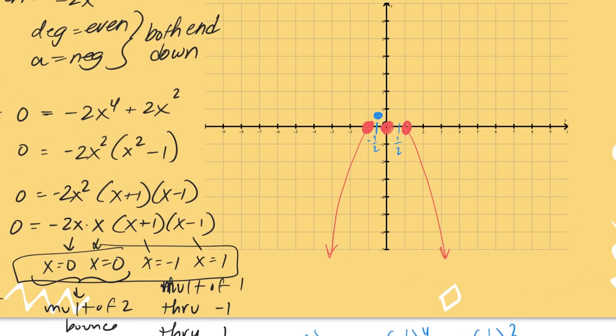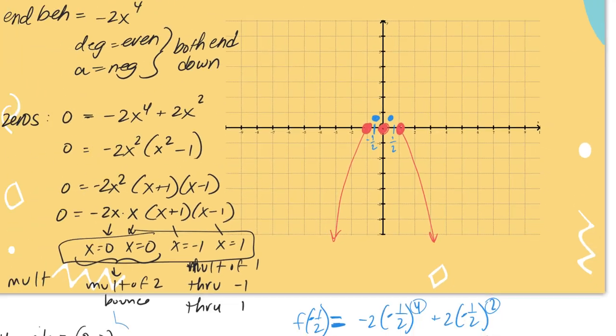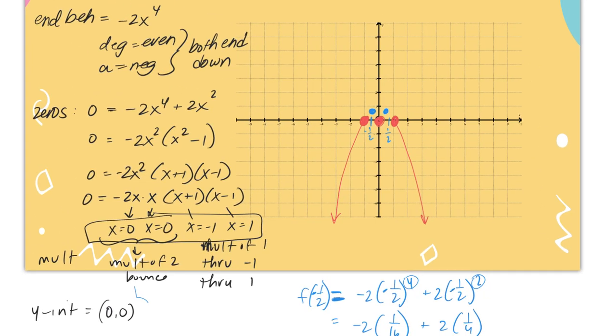That's like there, okay? And then I do the same thing with negative. Now again, in this case, it just happens to be that when I do the negative, because they're two even powers, it's the same answer. So negative a half always gives me 3/8. They don't always do that, but it does here. So my graph is going to go through the negative 1 and positive 1.